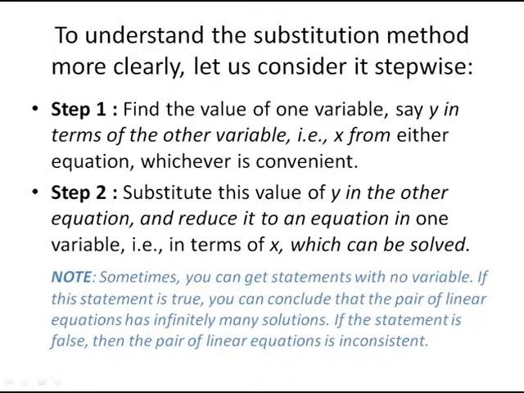An important note over here. Sometimes after step 2, you get statements with no variables at all. If this statement is true, that is, if you get something like 19 is equal to 19, or 21 is equal to 21, or 0 is equal to 0, then you can conclude that the pair of linear equations has infinitely many solutions. But if the statement that you get finally is false, if you get something like minus 4 is equal to 0, or 3 is equal to 5, a false statement, then the pair of linear equations is inconsistent.